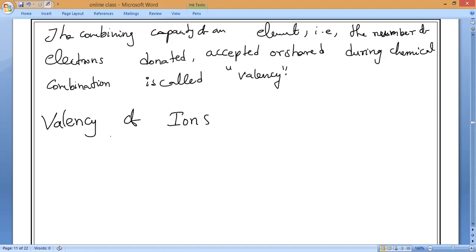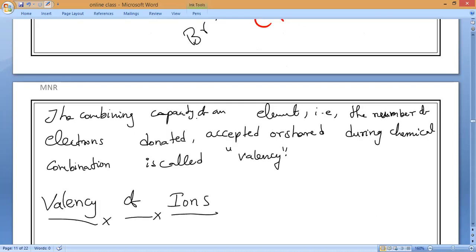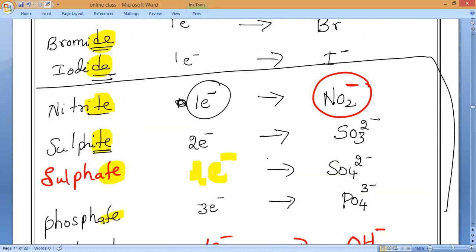What are the types of ions we have? Anions and cations. Cations are positive charge, anions are negative charge. Is it yes or no? Yes, sir.